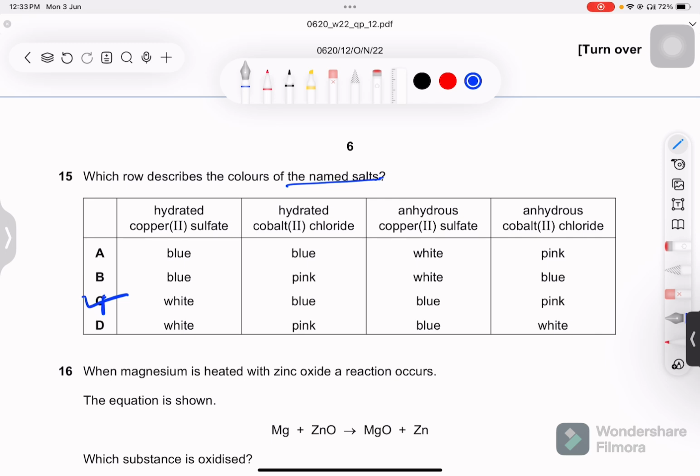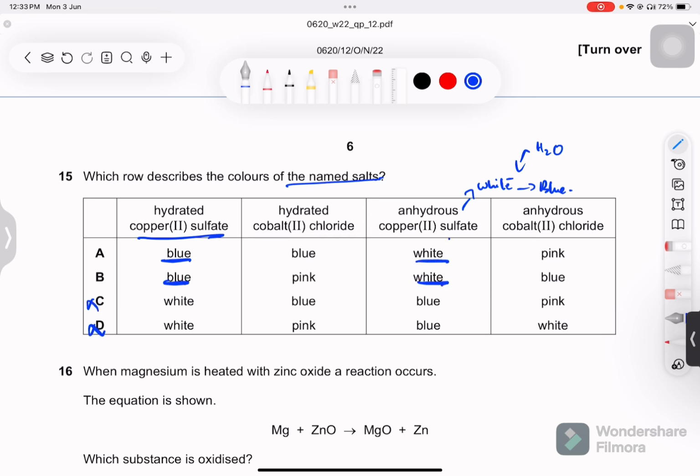Hydrated copper(II) sulfate should be blue, because anhydrous is white, and when we add water, it goes blue. So white to blue, because all hydrated copper compounds are blue. So hydrated copper(II) sulfate should be blue, and anhydrous copper(II) sulfate should be white. So either option A or B.